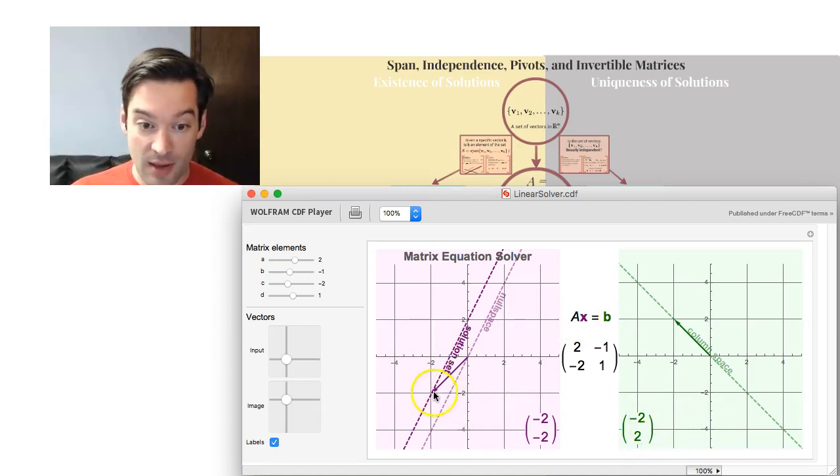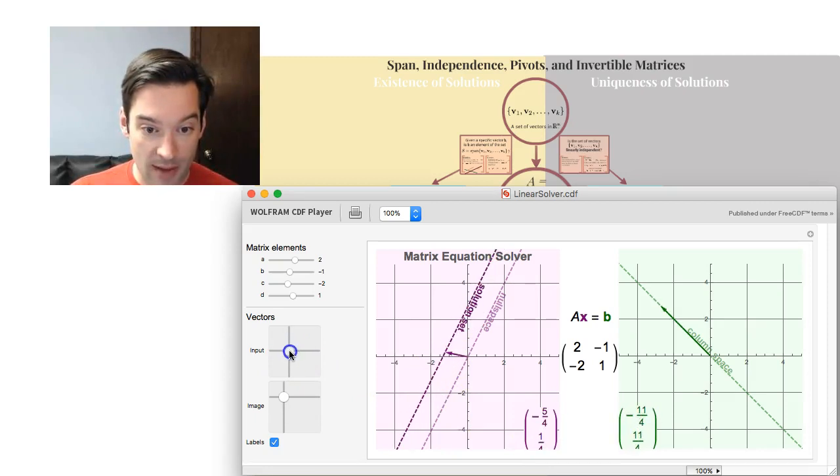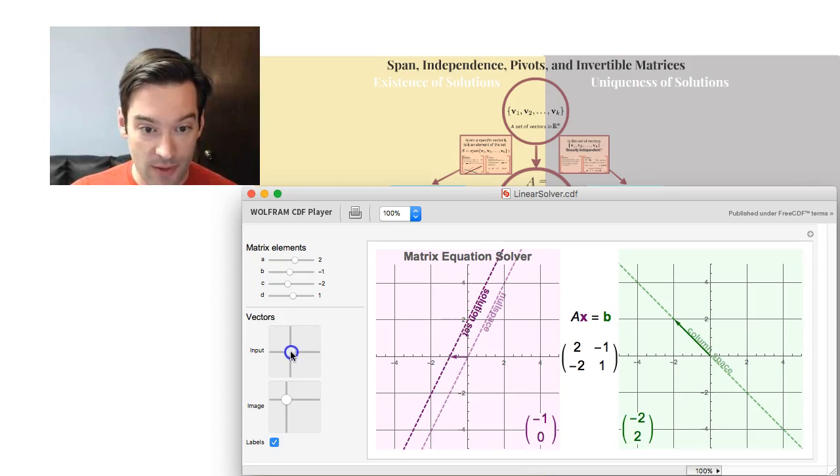I can get (-2, 2). In addition to (-2, -2), I could also have chosen (-1, 0). That's another solution to the equation Ax equals (-2, 2). I could also have chosen (0, 2). And that's also a solution of this same equation.